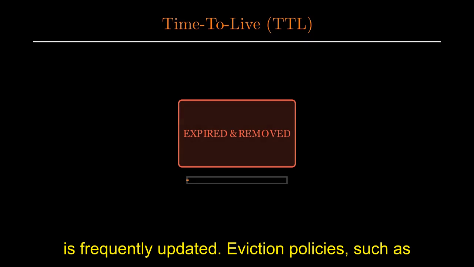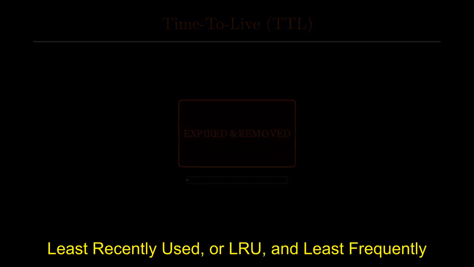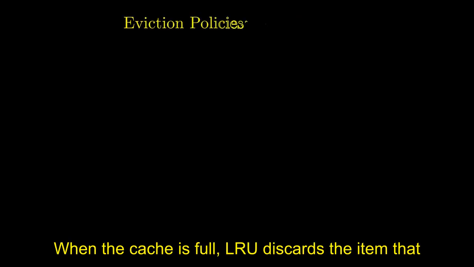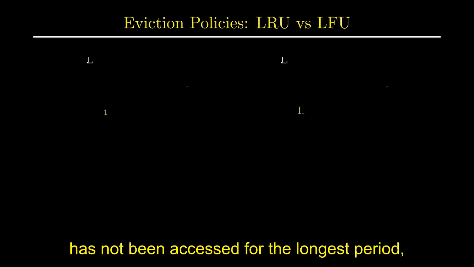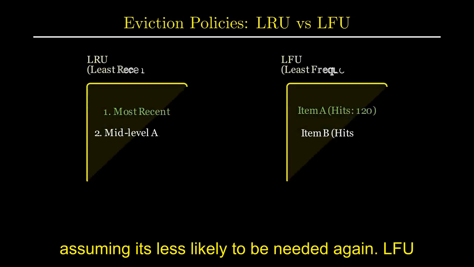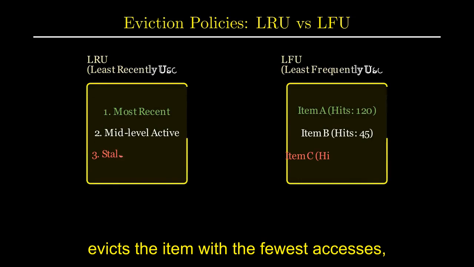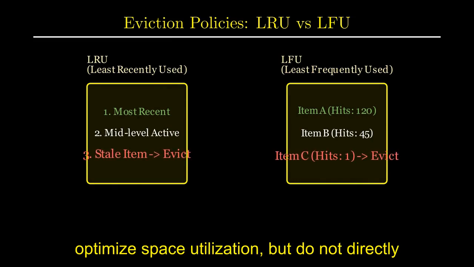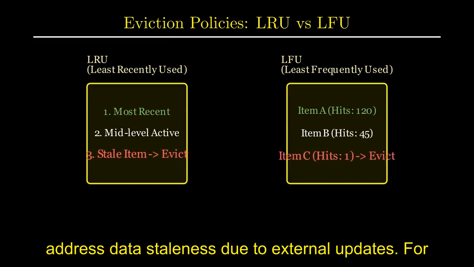Eviction policies, such as least recently used, or LRU, and least frequently used, or LFU, address cache capacity limitations. When the cache is full, LRU discards the item that has not been accessed for the longest period, assuming it's less likely to be needed again. LFU evicts the item with the fewest accesses, prioritizing frequently used data. These policies optimize space utilization, but do not directly address data staleness due to external updates.